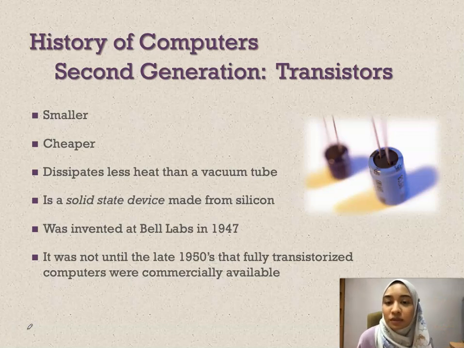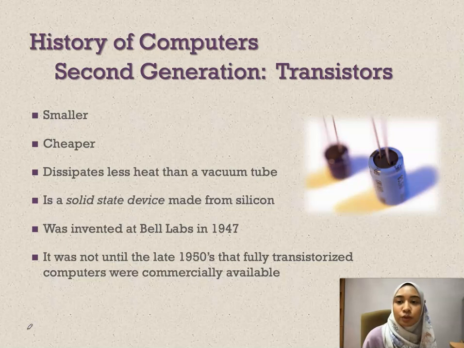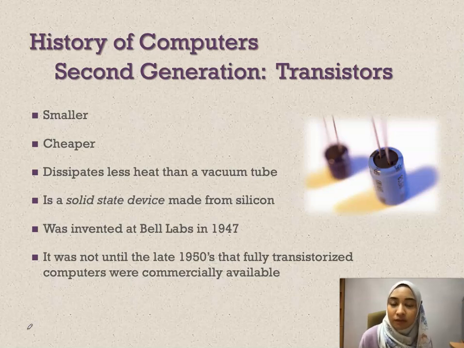Okay, so great news. That was the end of the first generation of computers based on vacuum tubes. So came the second generation of computers, which is based on transistors. So we have much more to discuss. So why transistors? It is smaller, it is cheaper. Of course, cost always plays a big role in anything. It dissipates less heat than a vacuum tube. Very, very great news. You don't need a lot of area to dissipate heat, right? So you can make it smaller.